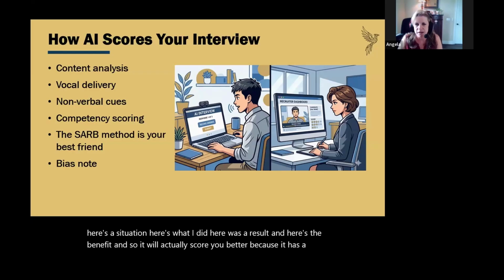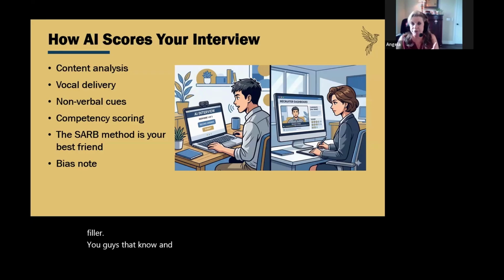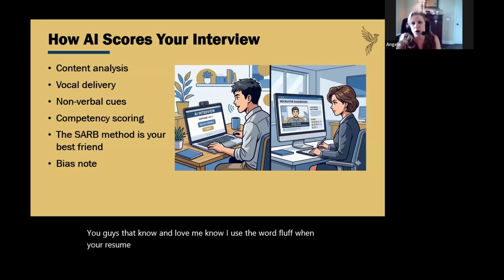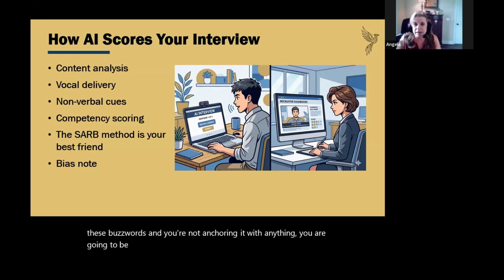Your language does. And it's also going to scan for filler. You guys that know and love me know I use the word fluff. When your resume is fluffy, when your story is fluff, when you're using all these buzzwords and you're not anchoring them with anything, you are going to be downgraded on your score because it recognizes that as well. Hedging your language, choppy sentences, shifting, rambling, all of those types of things.